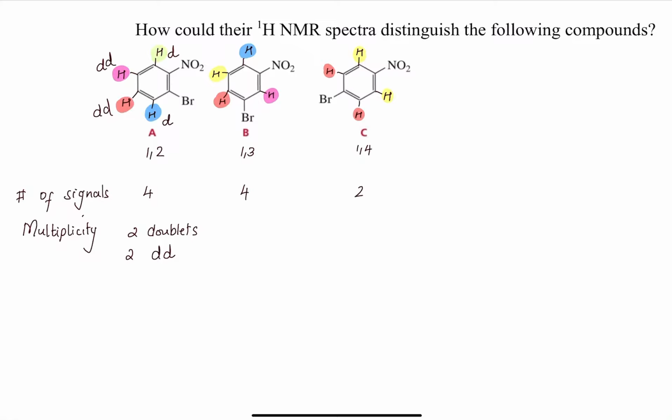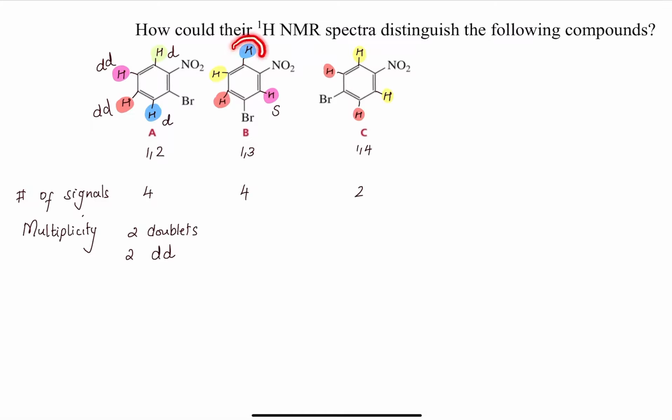Okay, let's go on to the next one. We have the 1,3-bromonitrobenzene. In this compound, you can see that this hydrogen is going to be unique because it's in between the bromo group and the nitro group, and it's going to appear in the downfield region. And you don't see any other neighboring protons. This carbon doesn't have any proton, and this carbon also doesn't have any proton. So it is going to be a singlet right there.